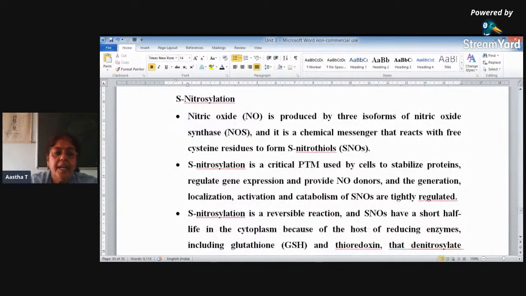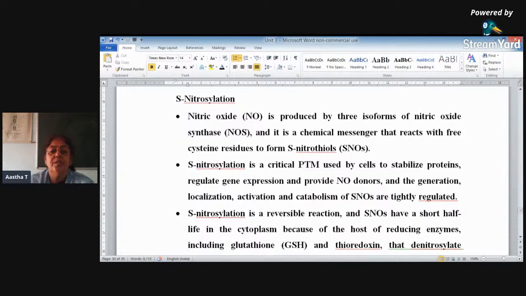Next is S-nitrosylation. So nitric oxide is produced by 3 isoforms of nitric oxide synthase. It is a chemical messenger which reacts with the free cysteine residues to form S-nitrothiols. So S-nitrosylation, again, is the addition of NO, SNO, that is S-nitrothiols, to the particular protein. S-nitrosylation is again a critical post-translational modification.